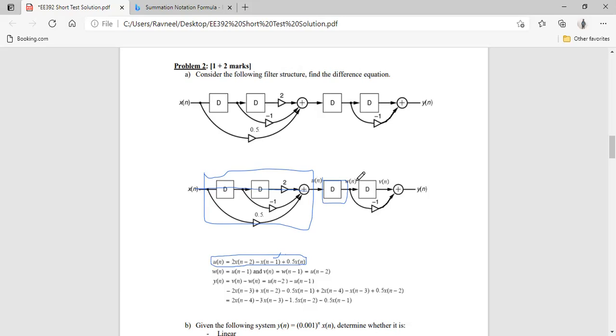Then if we take this as one system, your input signal is wn and your output signal is v of n. So basically v of n is equal to wn minus 1. We know that wn is a single delay of u of n, so we can write v of n as u of n minus 2.